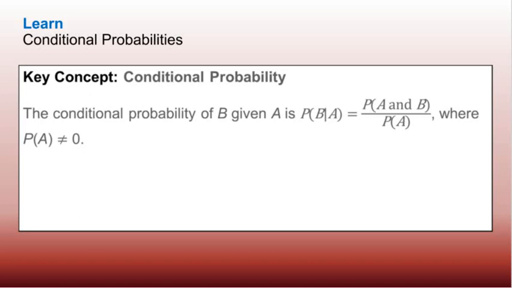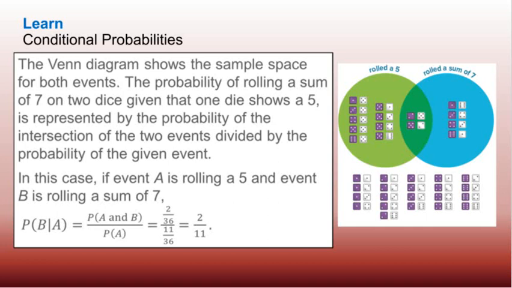The conditional probability of B given A is the probability of A and B divided by the probability of A, where the probability of A cannot equal 0. So this part is given that you have A occurring. So this is a form of dependent events. The Venn diagram shows the sample space for both events. The probability of rolling a sum of 7 on two dice, given that one die shows a 5, is represented by the probability of the intersection of two events divided by the probability of the given event.